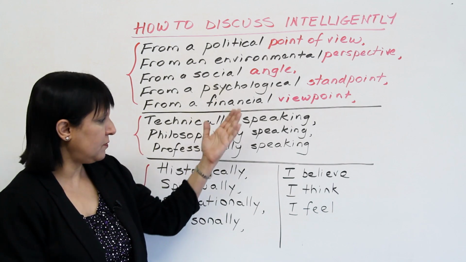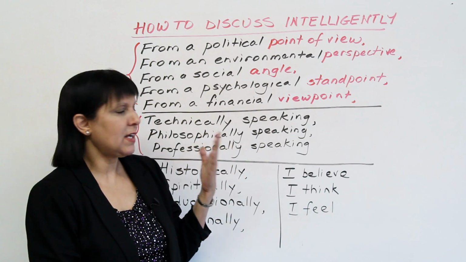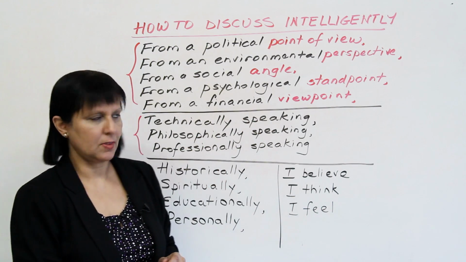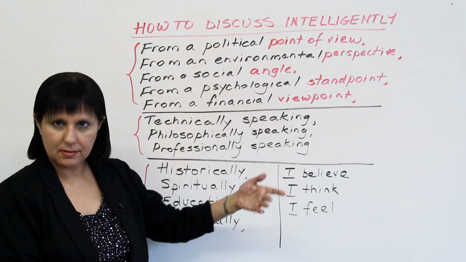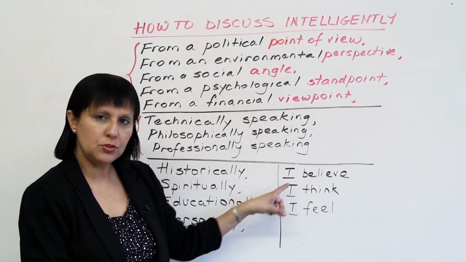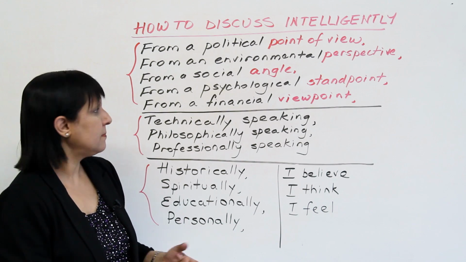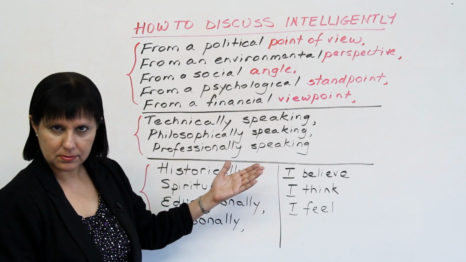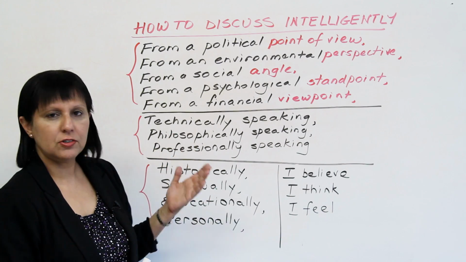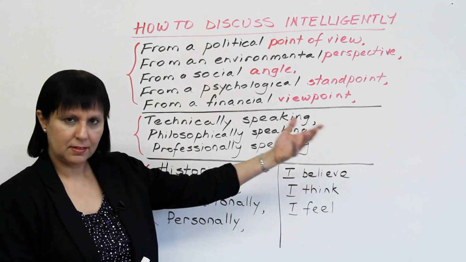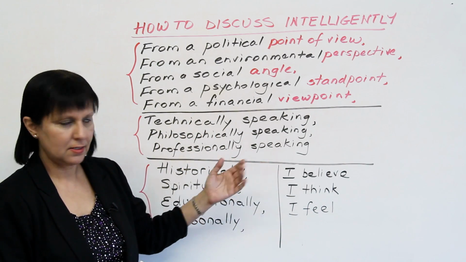From a political point of view, you might say, I believe we need a drastic change in the government, okay? Or from an environmental perspective, I think something, okay? Now, you don't have to use I believe, I think, I feel, but you can, all right? From a social angle, the people need change. From a psychological standpoint, okay, and then you say whatever you need to say. From a financial viewpoint, all right?